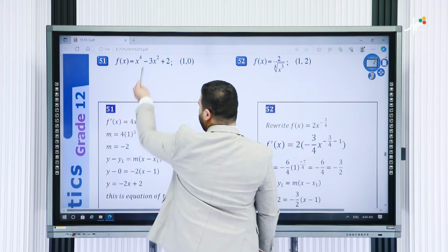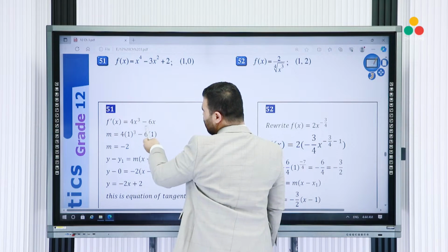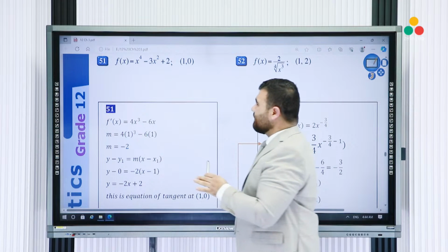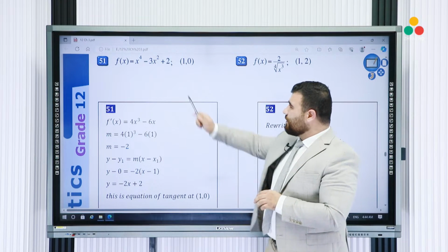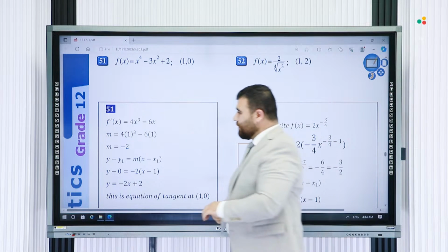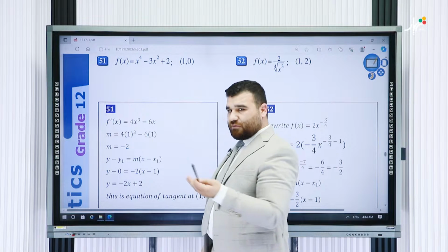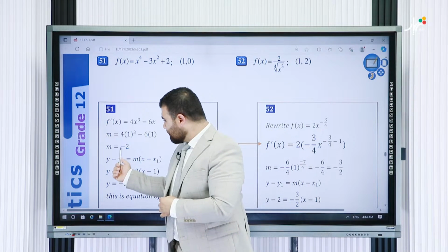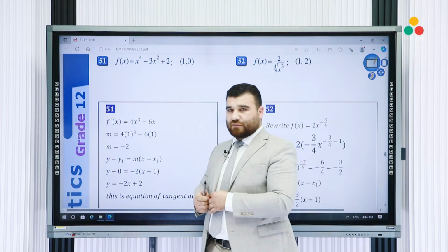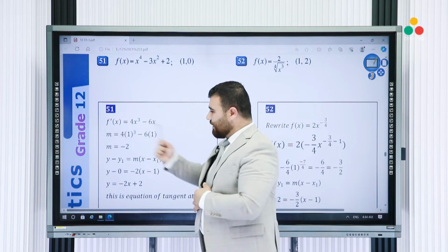Derivative of x power 4 is 4x power 3. Derivative of negative 3x power 2 is negative 6x. Derivative of 2 is 0. Now this is the derivative. If I replace x with 1, it will be 4 times 1 power 3 minus 6 times 1. 1 power 3 is 1, times 4 is 4, minus 6 is negative 2. So the slope of this curve at this point is minus 2.